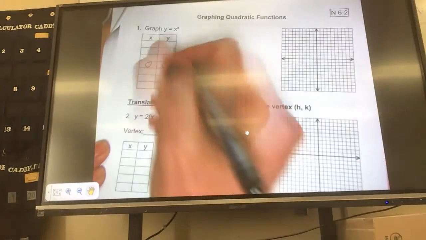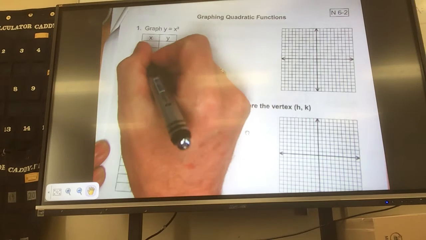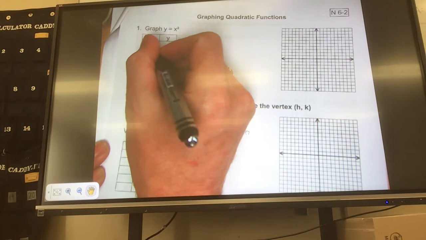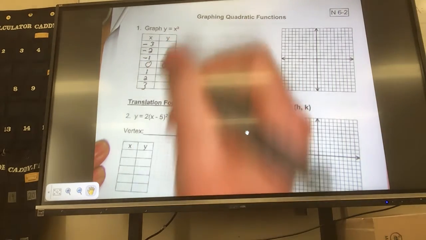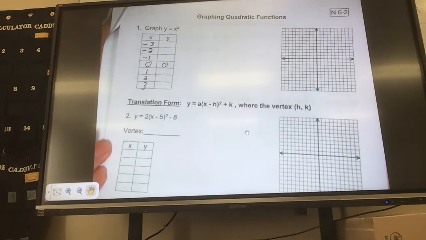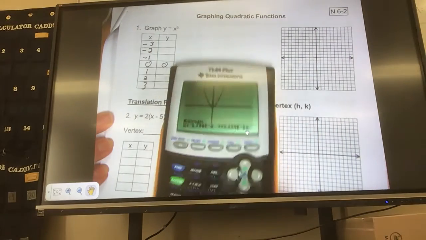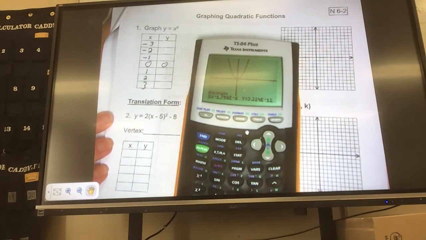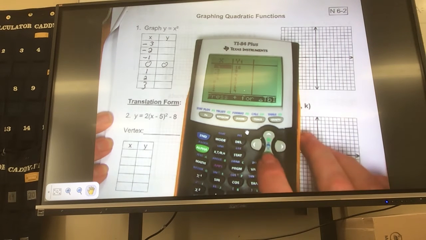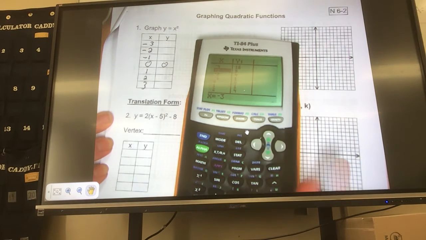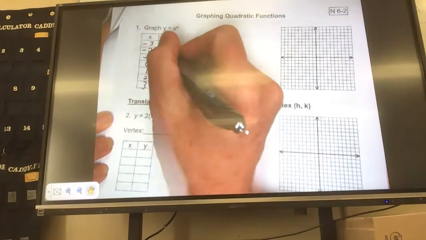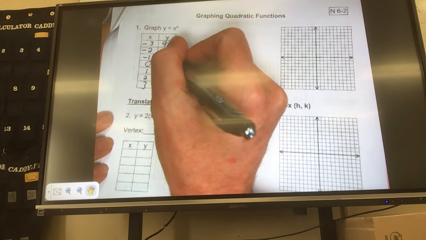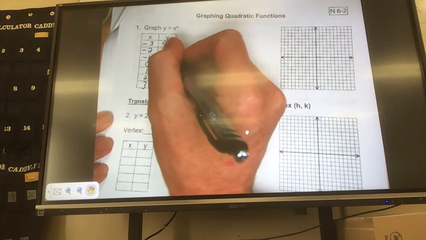Okay, 1 less than that is negative 1. 1 less than that is negative 2. 1 less than that is negative 3. Then we go 1, 2, 3. Whatever I get on one side, it's a mirror image of the other side. So I just go to my table. To get to my table, second graph. I go to negative 3. Negative 3 says 9. Okay, so negative 3 is 9. Negative 2 is 4. Negative 1 is 1.